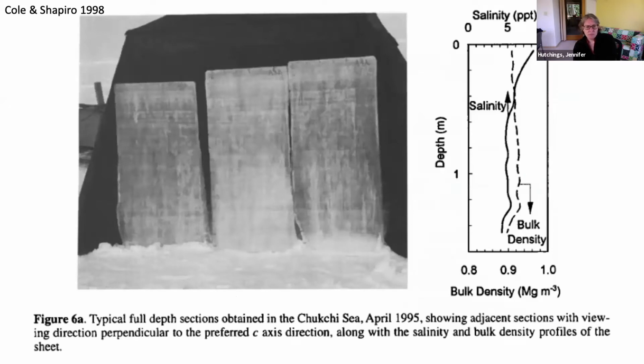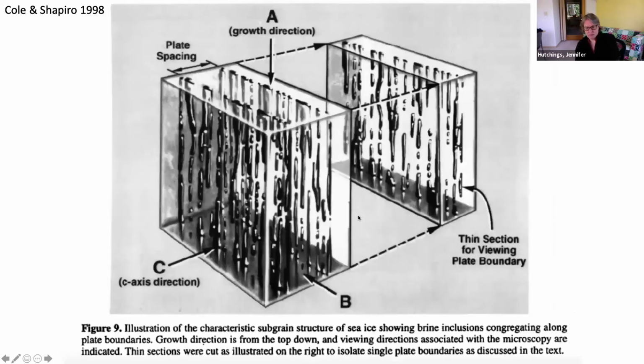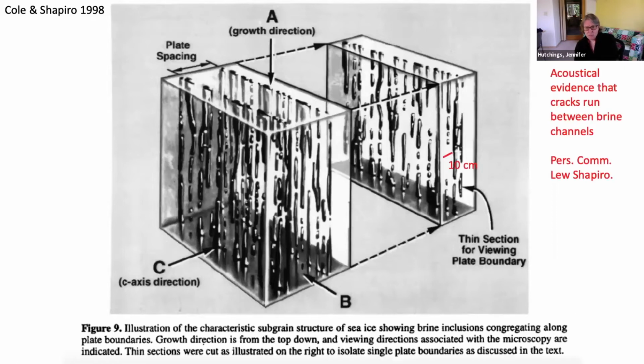So if you take a chainsaw and cut a section of ice like this, you might see those brine channels through the ice. It's a network of brine channels. And the scale between these brine channels is typically 10 centimeters. And this is very important for controlling the strength of the ice and the speed at which cracks propagate through the ice at the sub-meter scale.